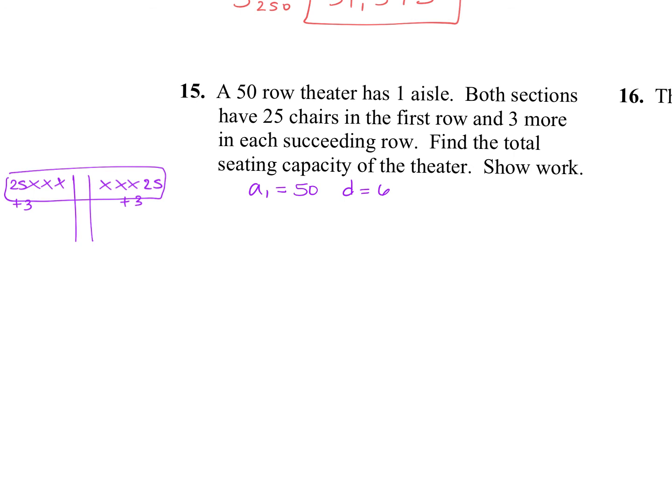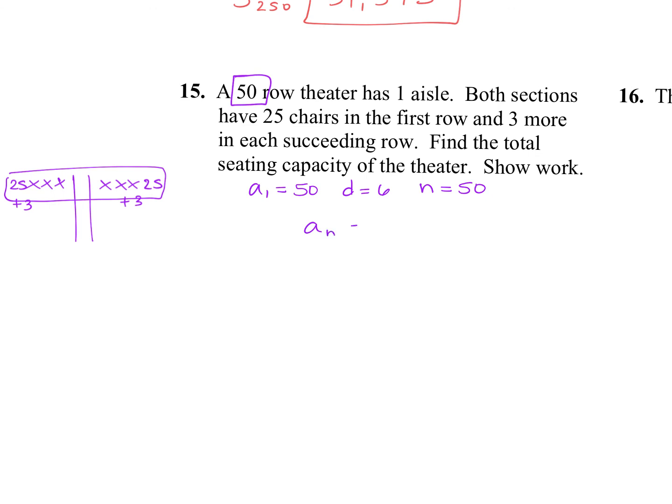It says find the seating capacity of the theater. To do that, we're going to start with the explicit formula, which is going to be, oh, one more number. Where is this? A 50-row theater. That is our n. That's how many terms we have. 50 rows, 50 terms. Okay, so we are going to start by doing the explicit formula.